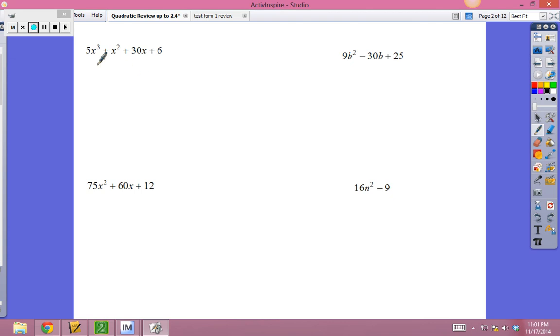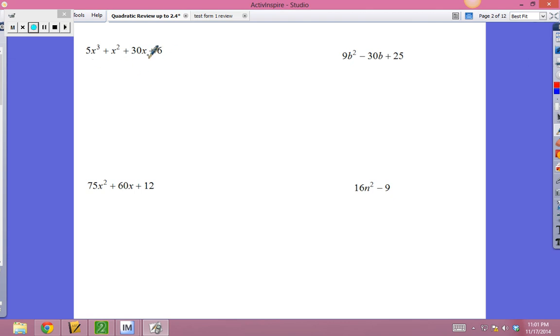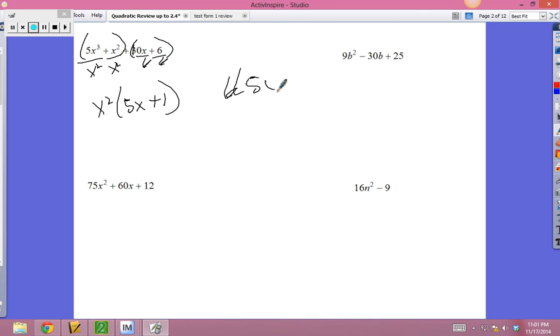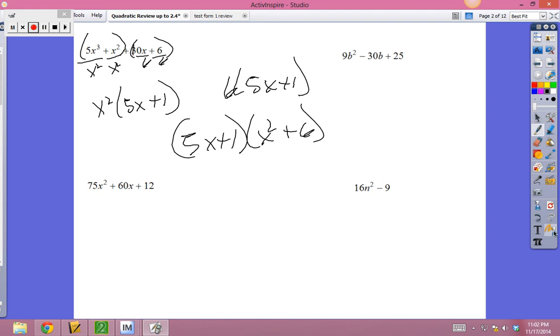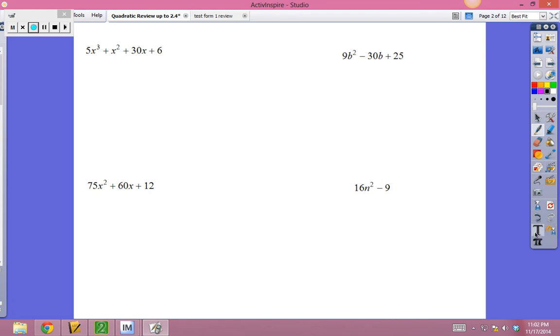Okay, this polynomial has 4 terms, so you need to group them. Let's group these two, divide them both by x squared, so it's going to be x squared times 5x plus 1. 30x and a 6, you can group those and divide those both by 6. So it's going to be 6 times 5x plus 1. So now you got a 5x plus 1 in both groups. So 5x plus 1 times x squared plus 6. And easy as that.